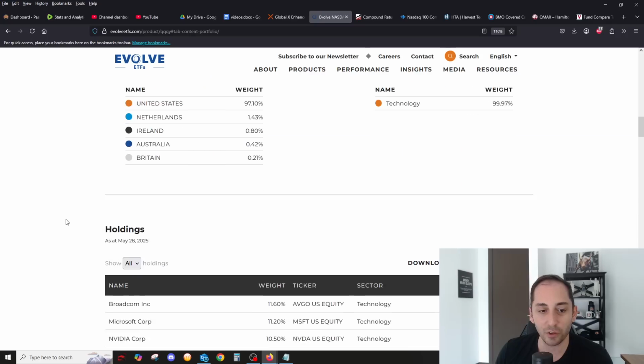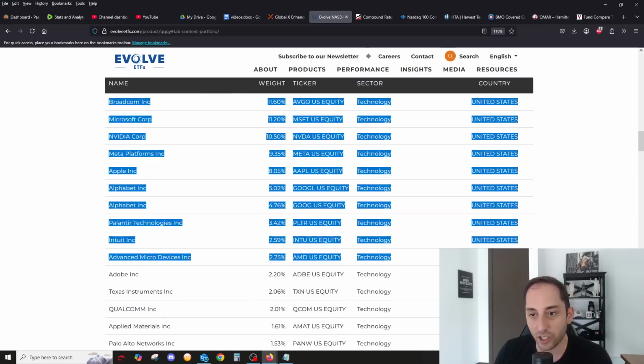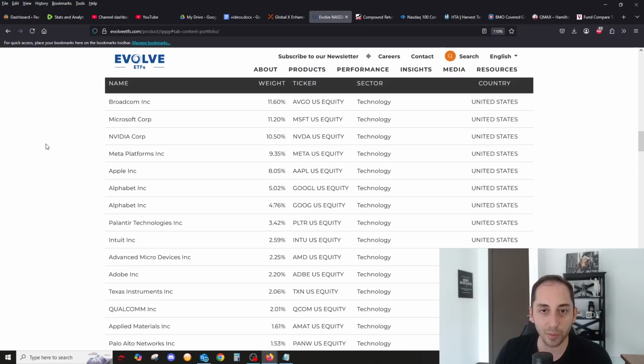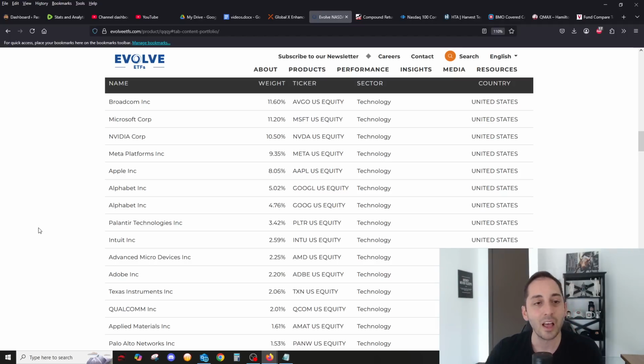So if you scroll down and look at the holdings, you'll see all the technology companies in the Nasdaq 100. Broadcom, Microsoft, Nvidia, Meta, just the tech ones. And you'll even be surprised to see Amazon is not there, Tesla is not there. Those are actually considered consumer stocks. Of course, Costco is not going to be there, Pepsi is not going to be there. So that is the main difference, number one, the holdings.